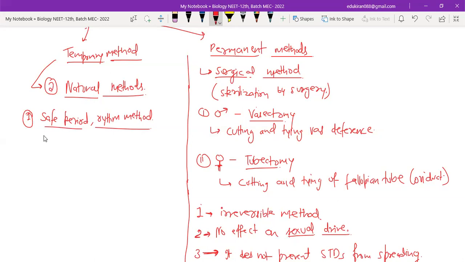Safe period is the time period in the menstrual cycle where the chances of fertilization are very less, before day 6 and after day 24. Is it clear?